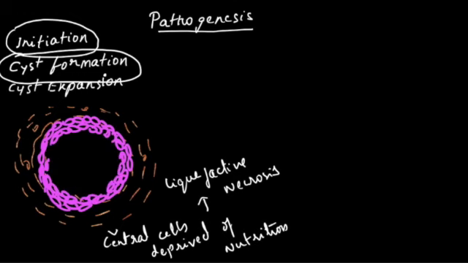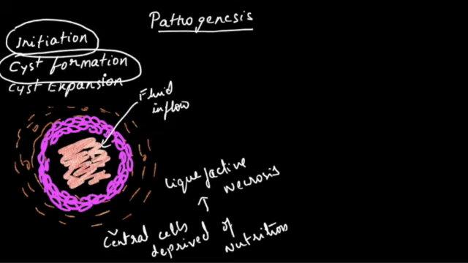So you can see that cells are dead here, leading to formation of a lumen. And once the lumen is formed, because of the cell debris, there will be fluid inflow. All that we will be learning in cyst expansion. So here is the fluid. So this is the epithelial lining, the lumen with the fluid.